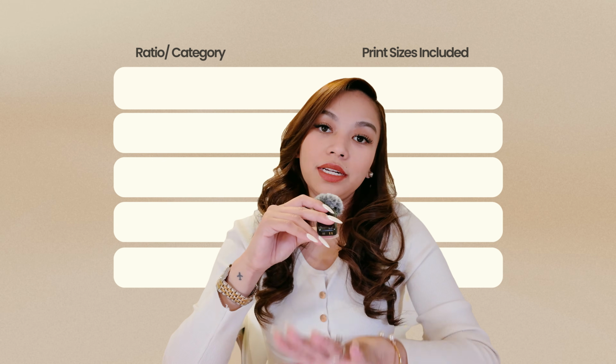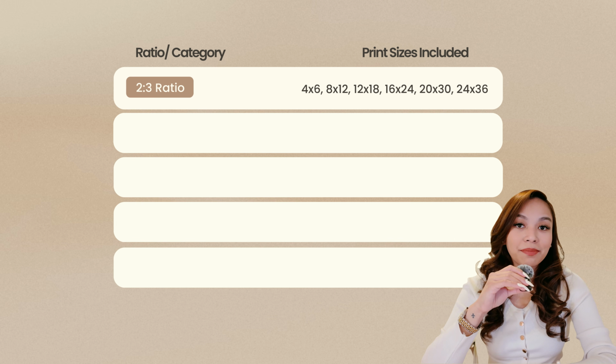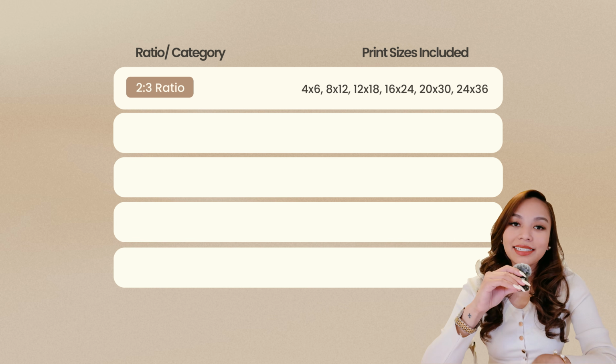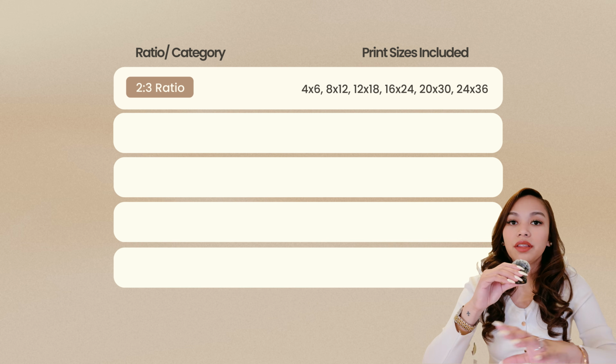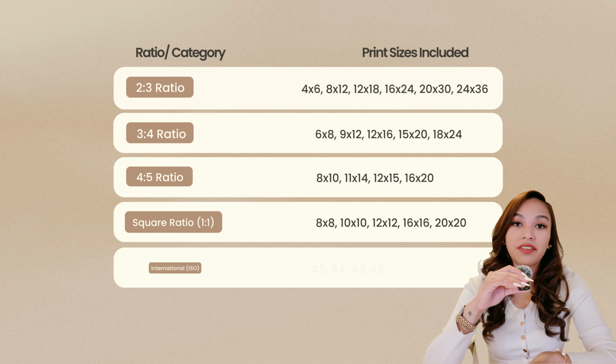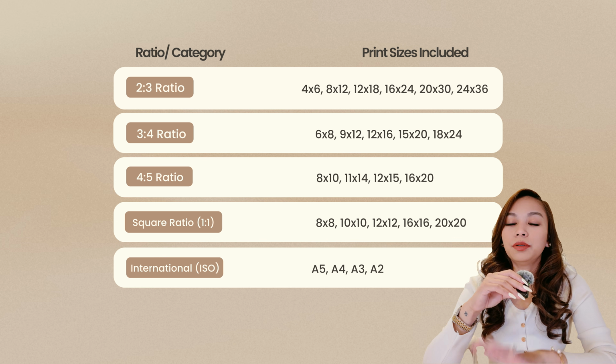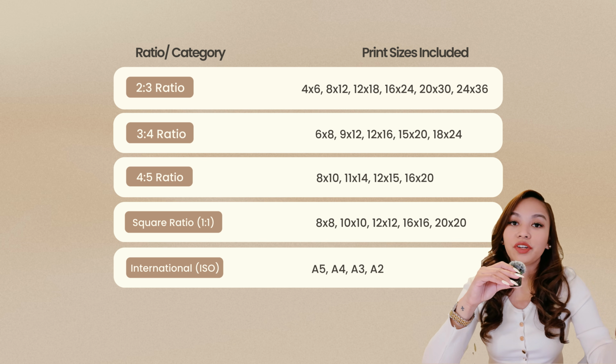When creating printable wall art, you can design it in multiple size ratios. One of the most common is a 2:3 ratio, which covers sizes like 4:6, 8:12, 12:18, 16:24, 20:30, and 24:36. There are also other ratios like 3:4, 4:5, square ratios, and even ISO or international paper sizes like A4 or A3. I'll put all of those on screen so you can see the different sizes they cover.